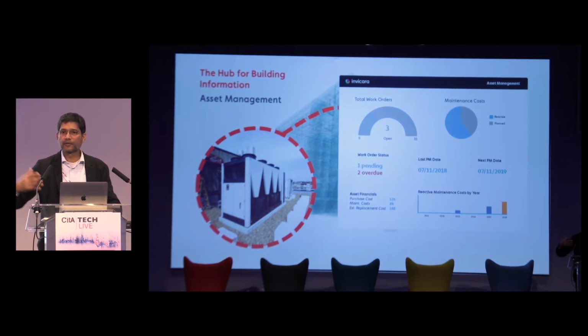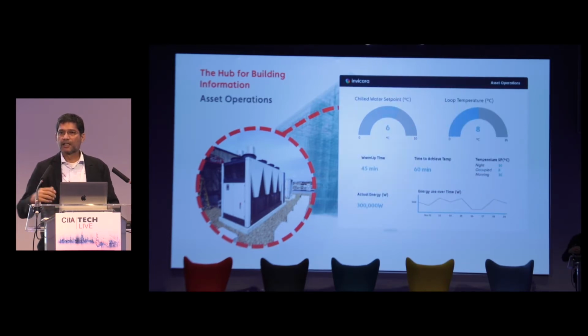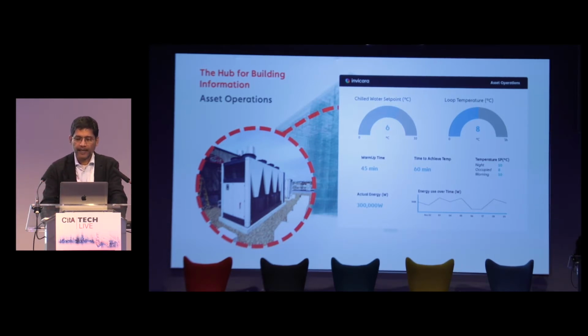For example, if you have to bring together the asset information about that chiller, if you want to bring the performance information about that chiller, so all of that data starts coming together and gives you this window to that built asset in one integrated manner. So how do we get there?